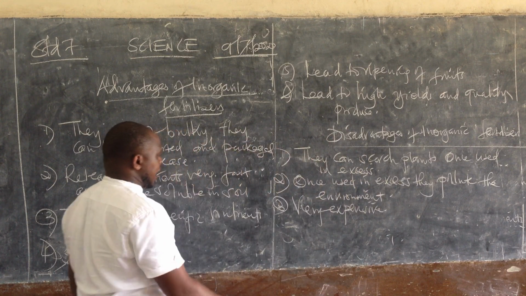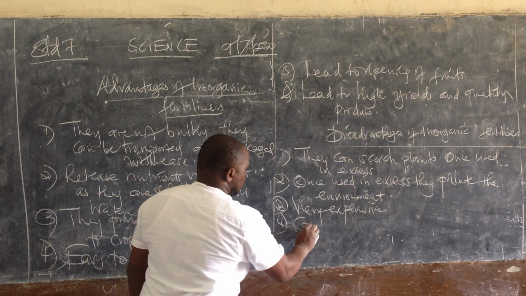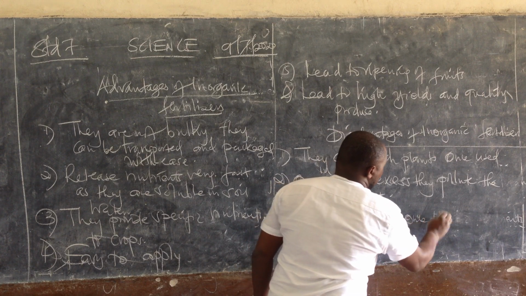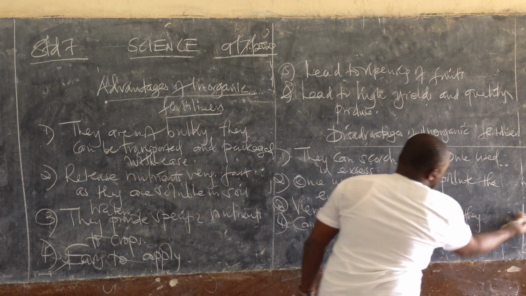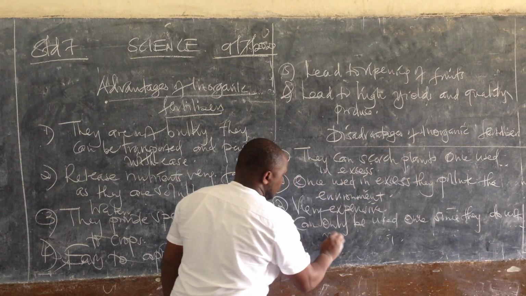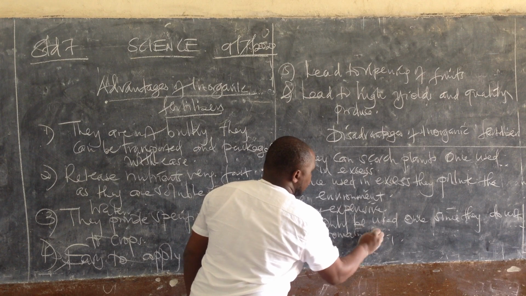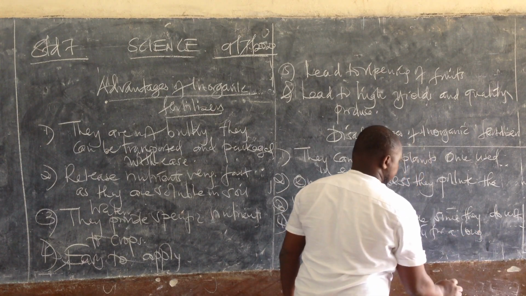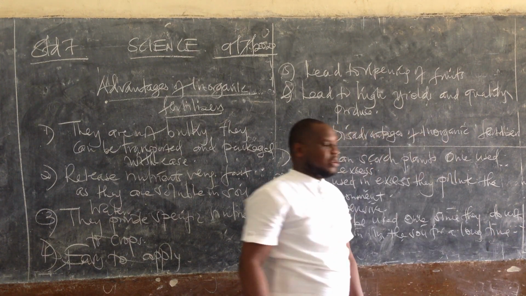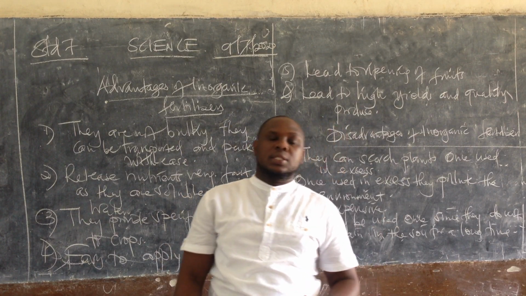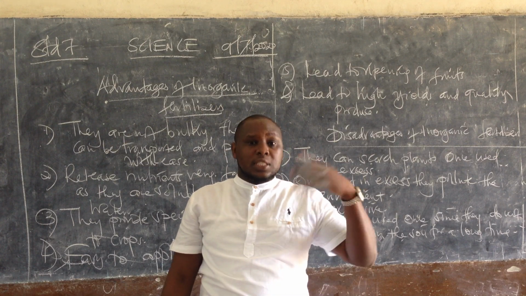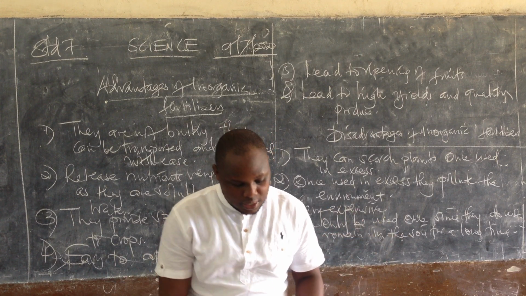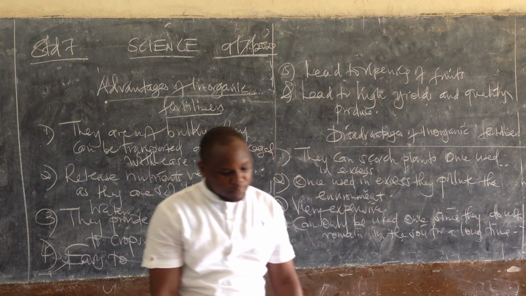Number four, they do not remain in the soil for a long time, therefore they can only be used once, unlike organic manures. Organic manures remain in the soil for a long time, so they can be used again and again. You can use them this season, and next season you still find that they are still there and the plants can still use them. But these ones you apply once, they are finished and you cannot find them anywhere else.